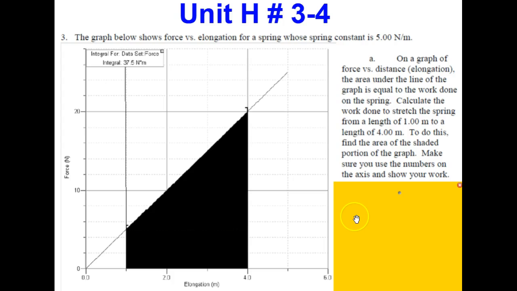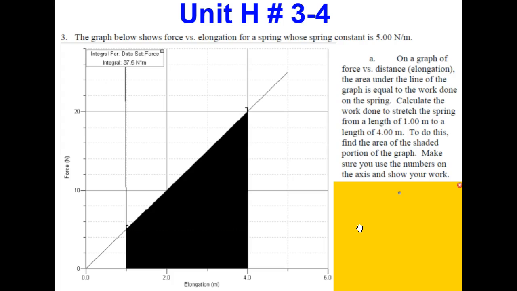A says on a graph of force versus distance, in this case elongation, the area under the line of the graph is equal to the work done on the spring. Calculate the work done to stretch the spring from a length of 1 meter to a length of 4 meters. To do this, find the area of the shaded portion of the graph. Make sure you use the numbers on the axis and show your work.